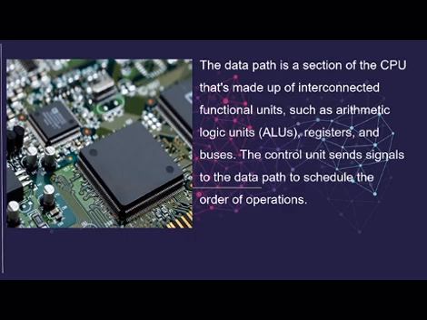The data path is a section of the CPU that's made up of interconnected functional units, such as arithmetic logic unit (ALU), registers, and buses. I think these three things I just mentioned, I explained them earlier in the first video. The control unit sends signals to the data path to schedule the order of operation.